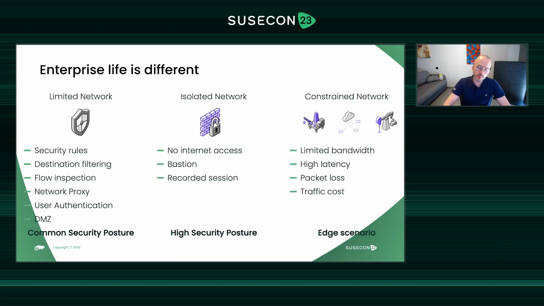The next situation we can hit in some customer scenarios is not a fully limited or isolated network context, but what I call the constrained network. There are plenty of situations where you have limited bandwidth, high latency, some packet loss, or maybe the cost of traffic is pretty high because you pay based on your consumption, or maybe you are using a satellite link. So in this case, you also need to take care of how you work with the network.